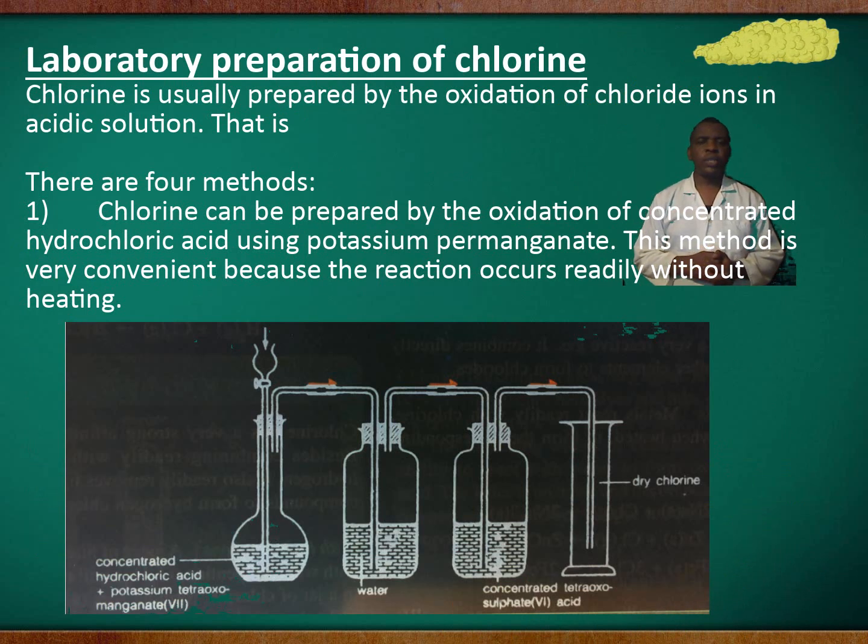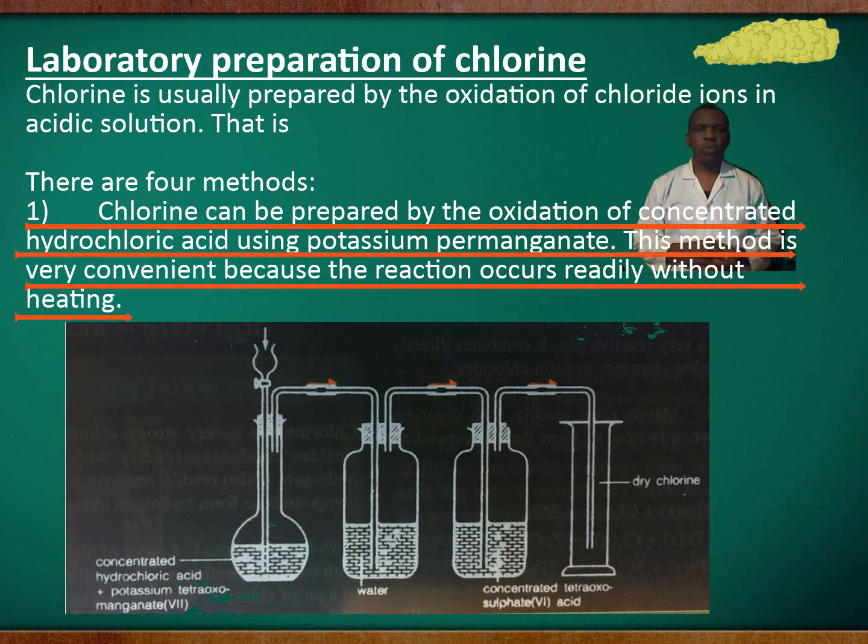Laboratory preparation of chlorine. Chlorine is usually prepared by the oxidation of chloride ions in acidic solution. There are 4 methods. 1.